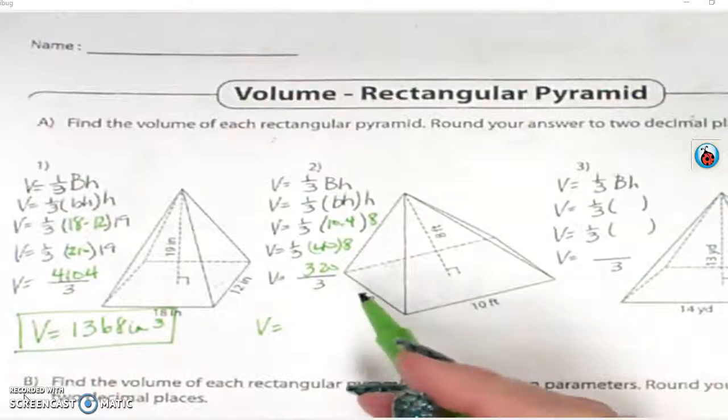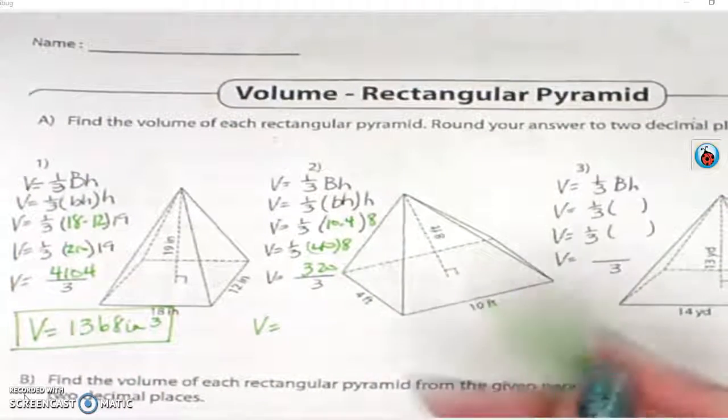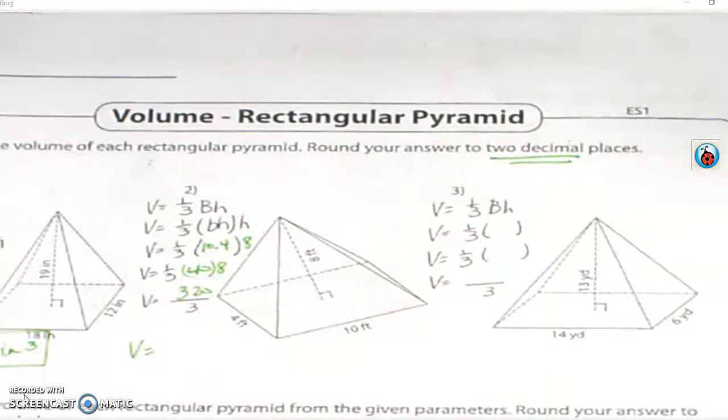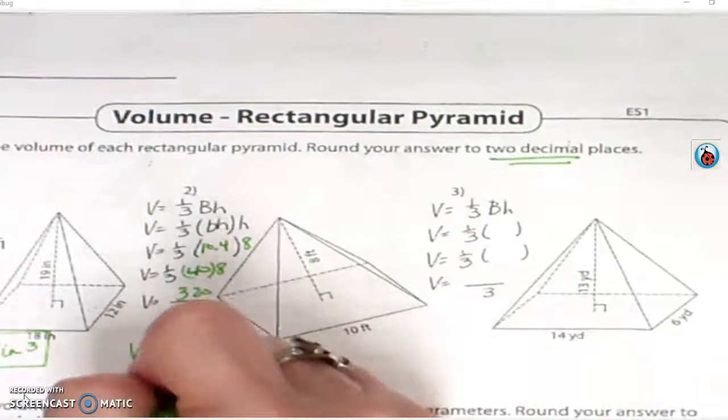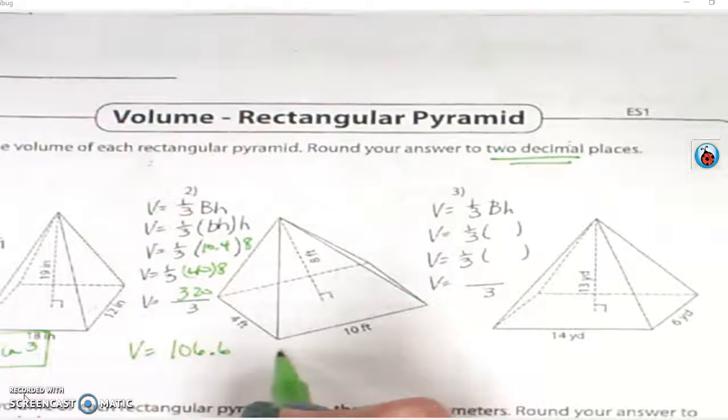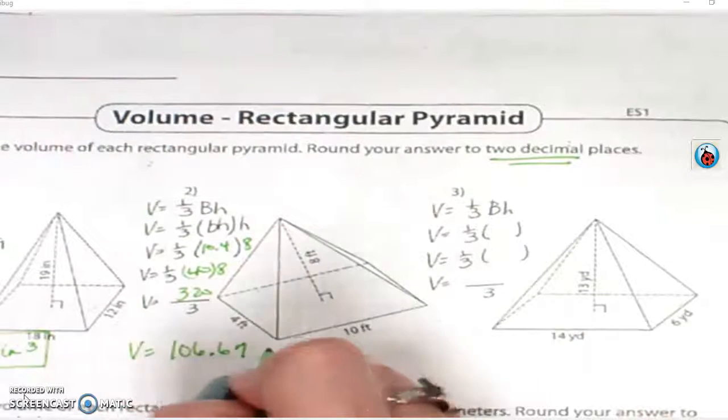I'm now going to divide. Notice it says in your directions to round to 2 decimal places. So your answer is going to be 106 point, and since you have 6, 6, 6, 6, the 6 will bump the 6 up, so you're going to get a 7 feet.